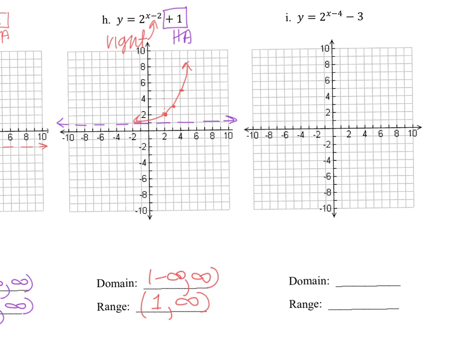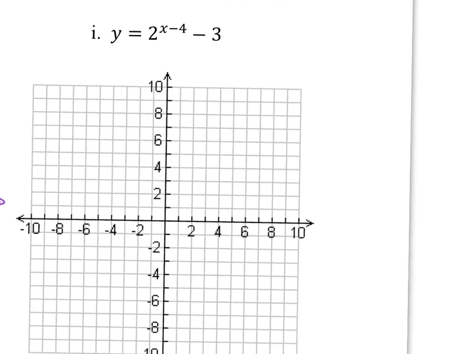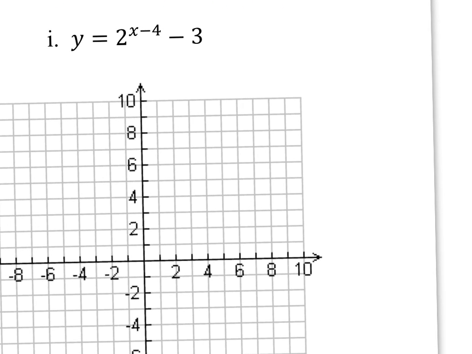All right, lastly, letter I. If I'm looking at letter I, start at -3. This is my horizontal asymptote. And then I am shifting what? Well, it's a -4, so that means I'm shifting to the right 4.